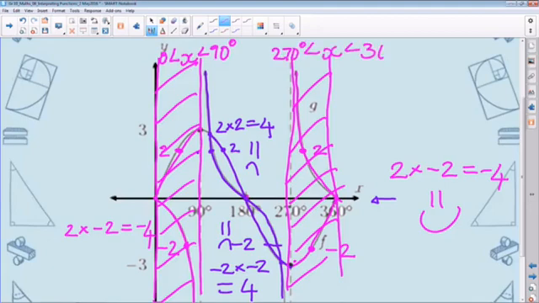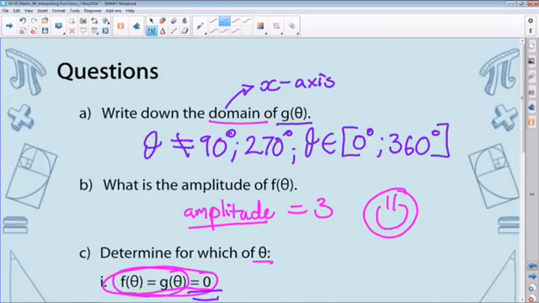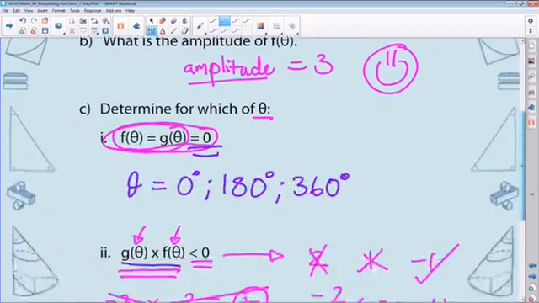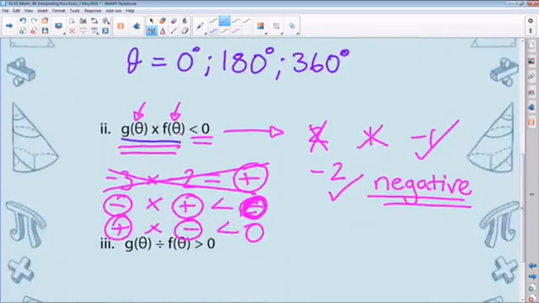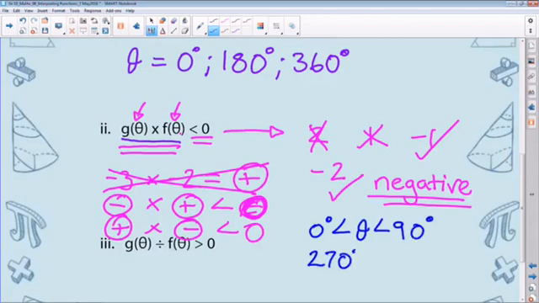So let's go write that down. Now I'm making a real mess of the graph, but I hope that it's helping you to get an idea of what needs to be done. So the answer was between 0 and 90 and between 270 degrees and 360. Okay.